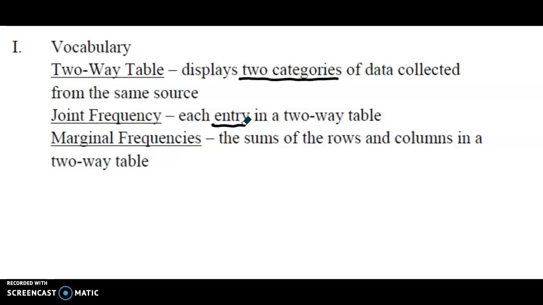And marginal frequencies, this is the one that you have to calculate. These are the sums of the rows and columns in the two-way table. These are going to be the totals.